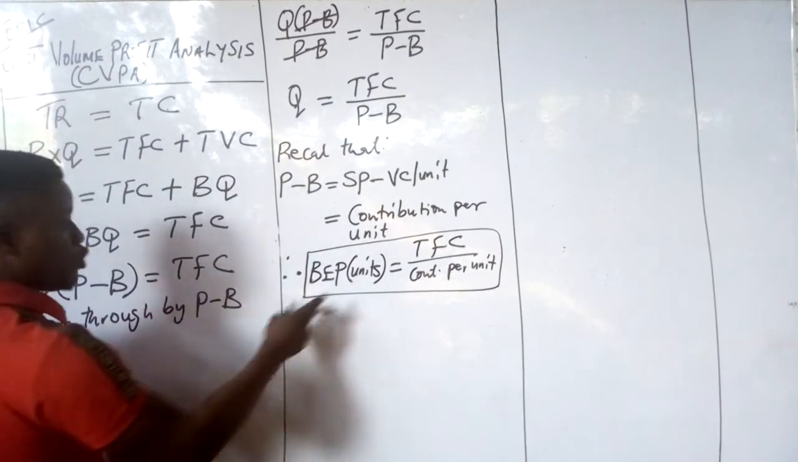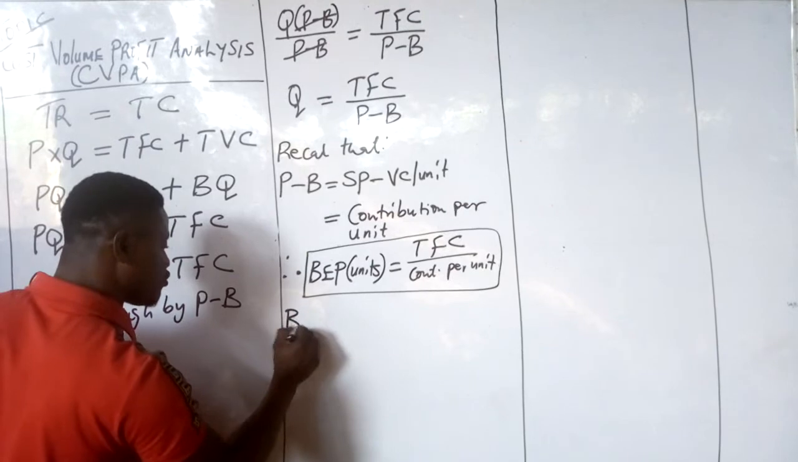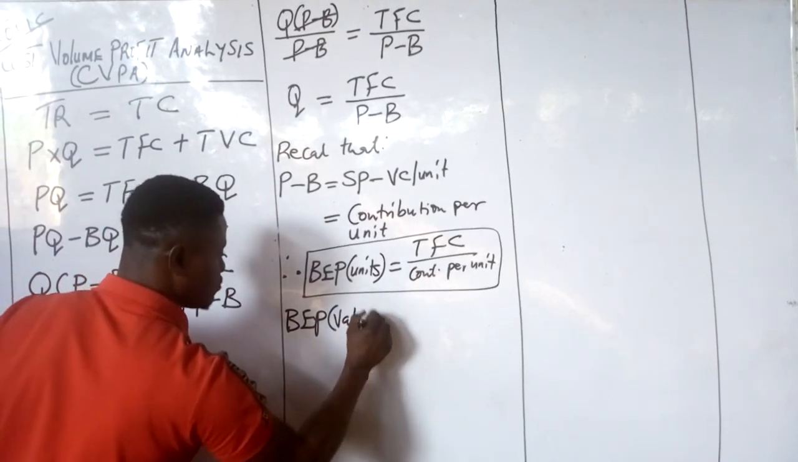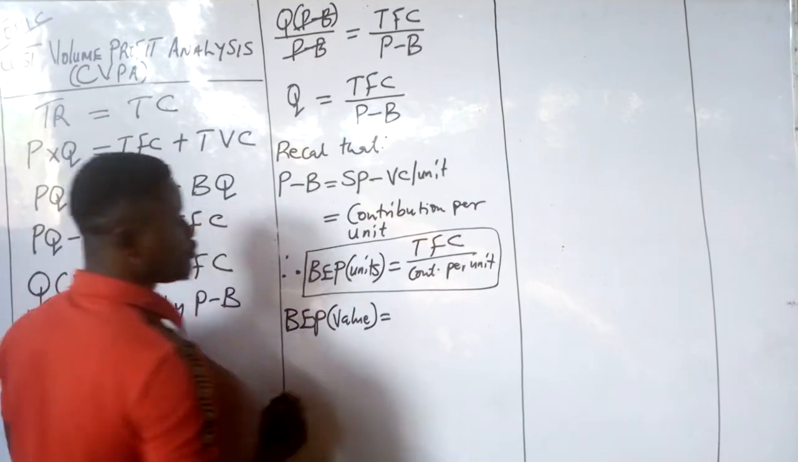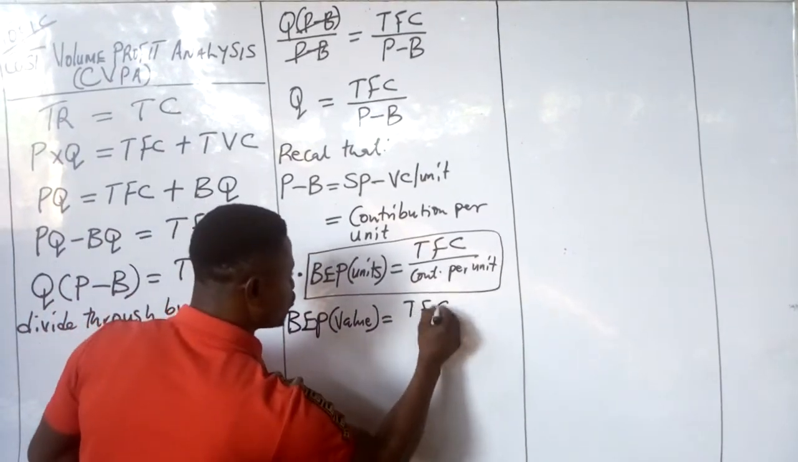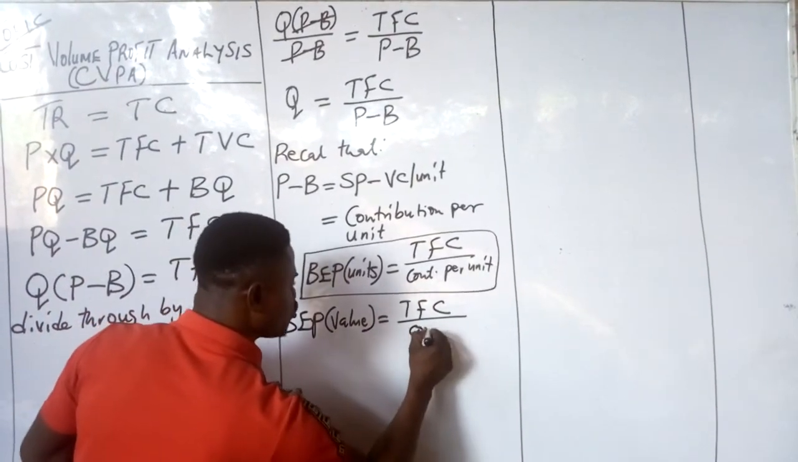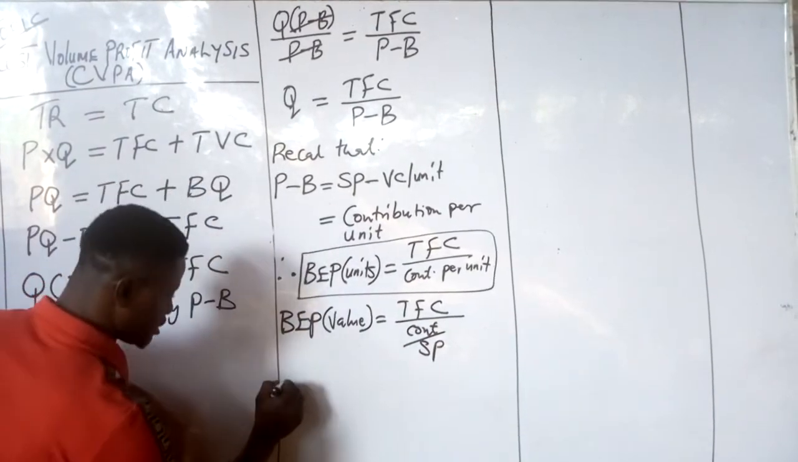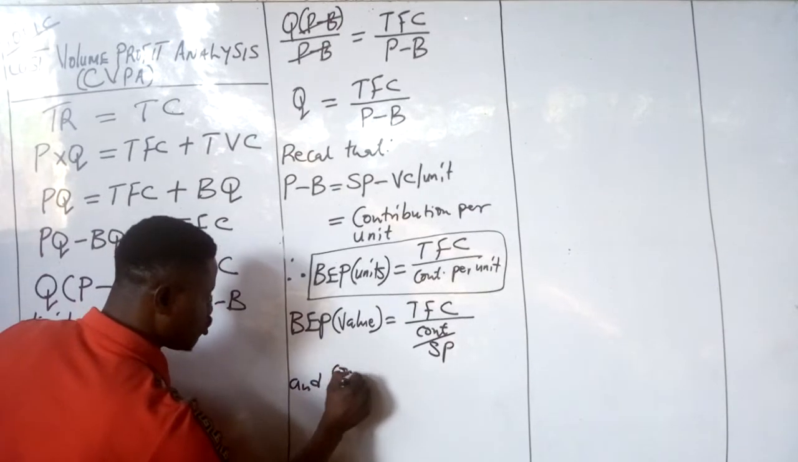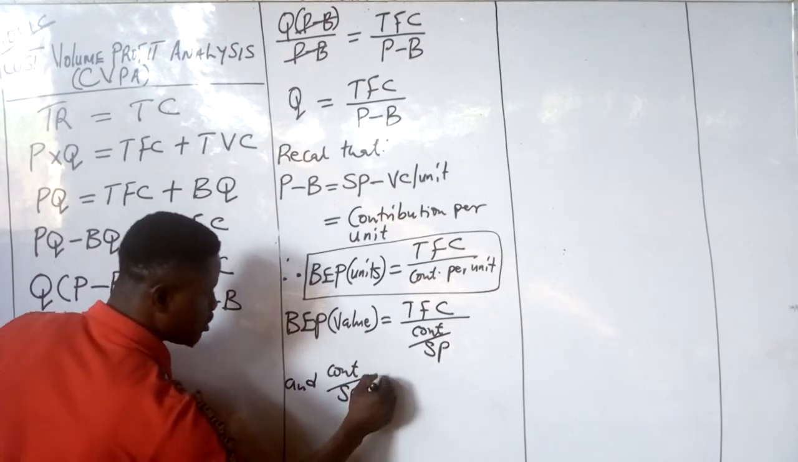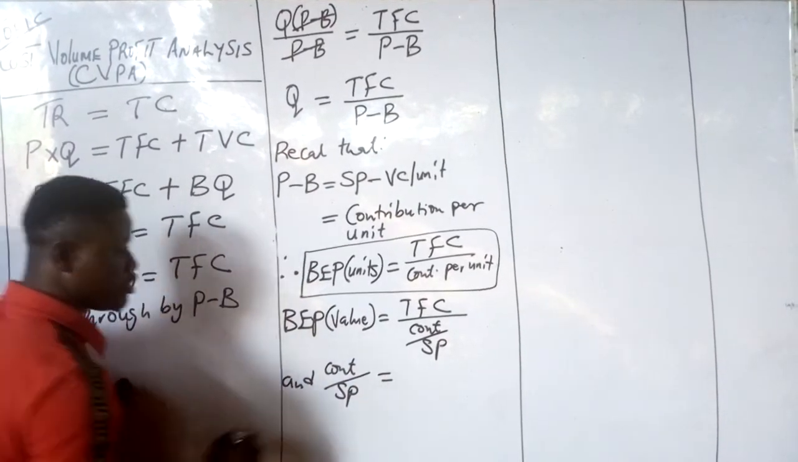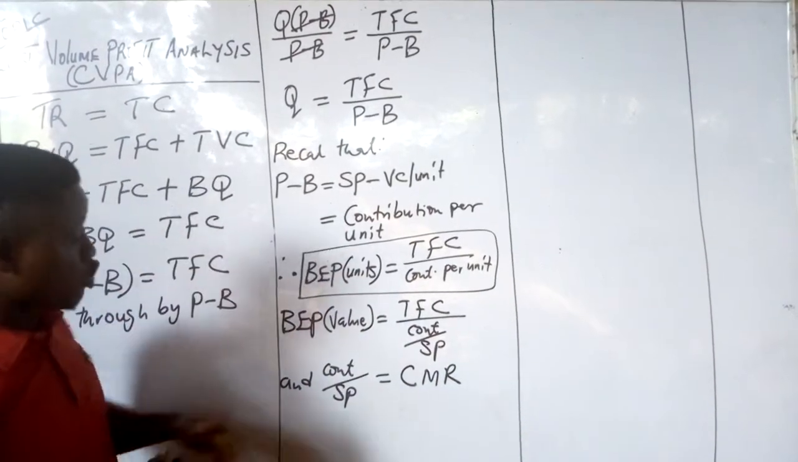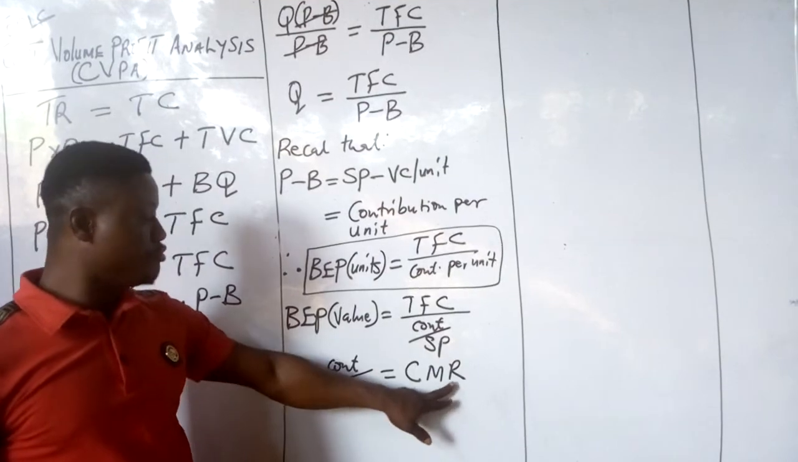In this case, we can as well get the break-even point in value. To do this, we will say total fixed cost divided by contribution over selling price. And contribution over selling price is also known as the CMR, which is contribution margin ratio.